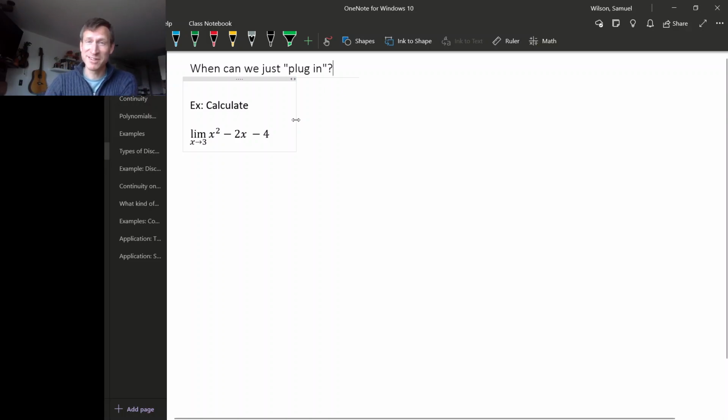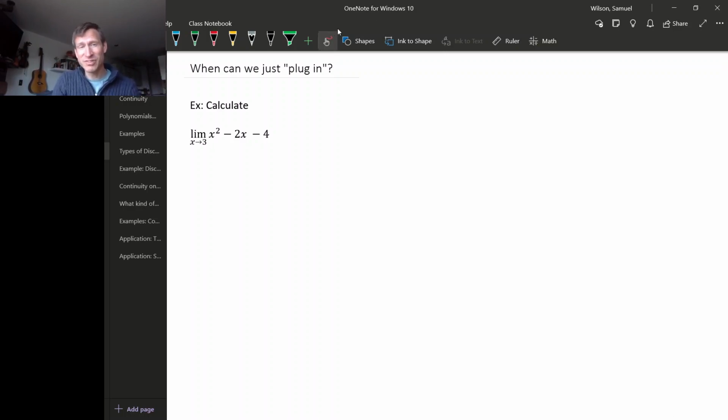You've no doubt noticed that for many of the limits that we calculate, it turns out that we could save ourselves a lot of work just by plugging in the number where we're taking the limit. And often that gives us the same result as calculating the limit the long way does. So here's an example of that.